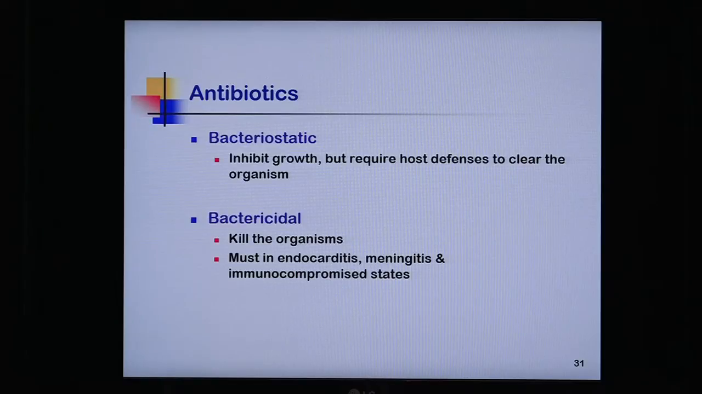As I told you earlier, there are two classes of antibiotics by way of their behavior, bactericidal and bacteriostatic. Why is it important for us to know?